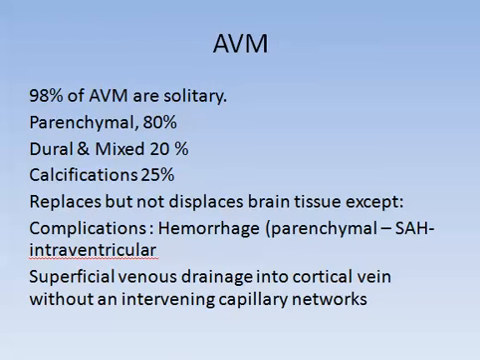98% of all AVMs are solitary, 80% parenchymal, 20% mixed, and 25% show calcifications. It replaces but does not displace. That's why it does not have much mass effect except with hemorrhage. Complications: hemorrhage, whether parenchymal, subarachnoid or intraventricular. Superficial venous drainage into cortical veins without an intervening capillary network is usual.